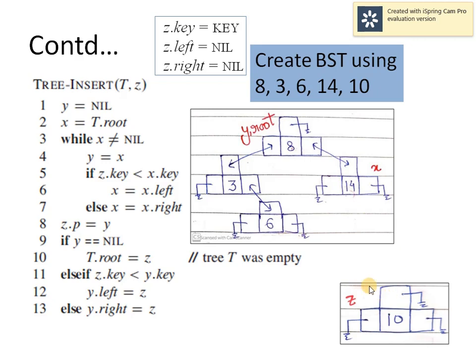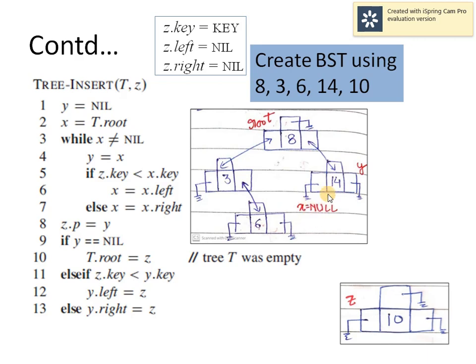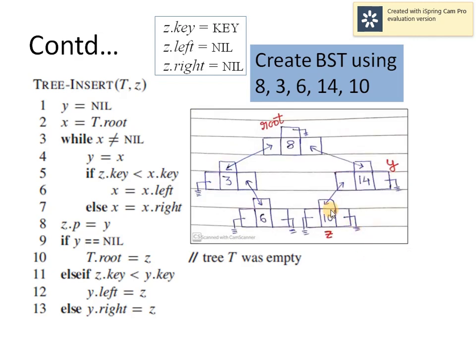will be compared. So 14 is greater than 10, so y will be updated to x and x will be updated to x dot right, which is equal to null. And then finally parent of z will become y and y dot left will become z. So we have a final structure something like this.